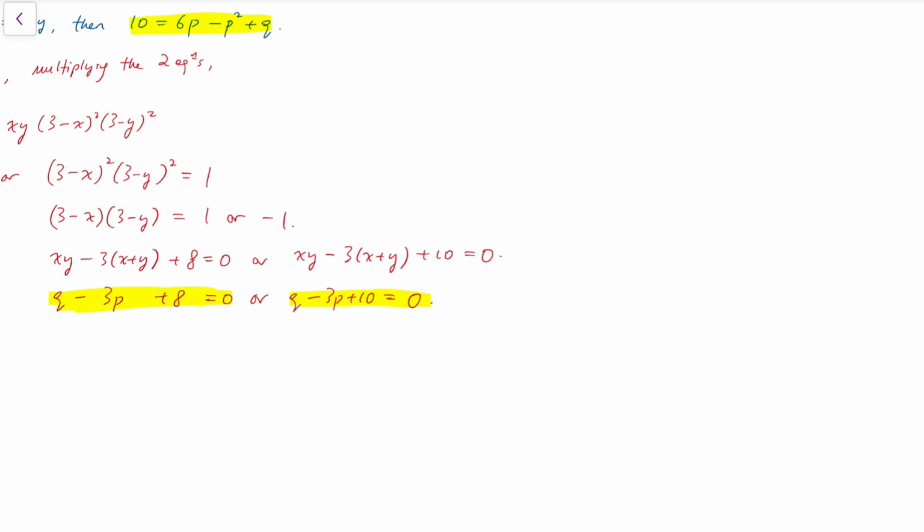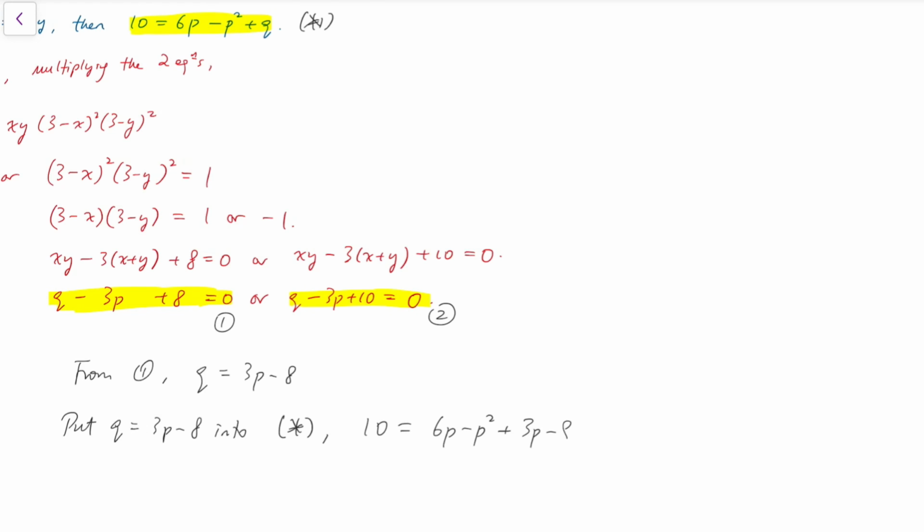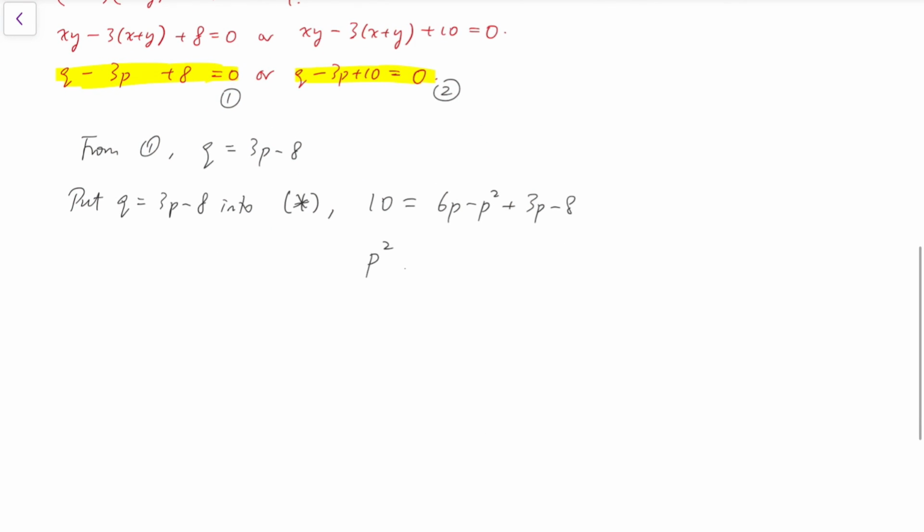Now from the equations at the bottom, say I'll write this as equation 1, equation 2. Now from 1, I can say q equals 3p minus 8. I'll call this equation star, so I can write less. I will have 10 equals 6p minus p squared plus 3p minus 8. And so eventually I will have p squared minus 9p plus 18 equals 0. I can solve it, and I have p equal to 3 or 6. And consequently, q equals to either 1 or 10.